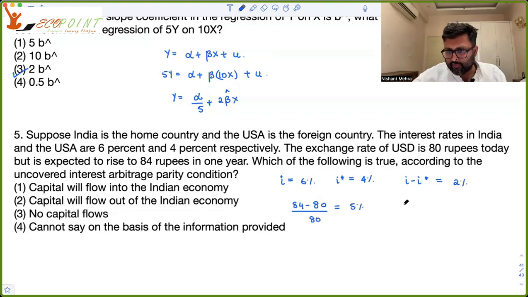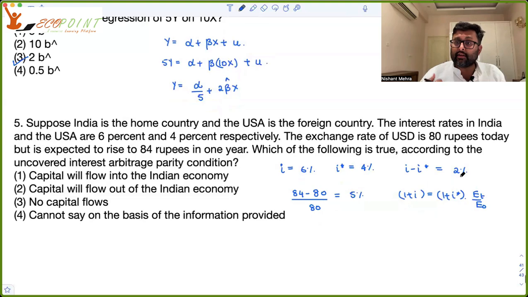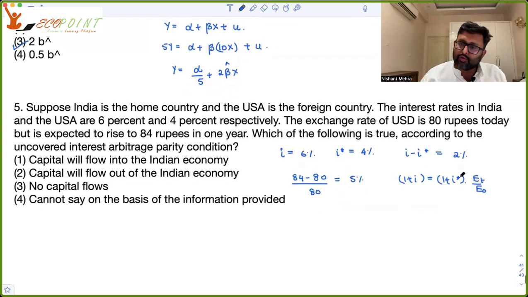What is the formula for uncovered interest parity? This is on E naught. E naught is your initial exchange rate. It is the exchange rate which you think it is going to be there. So the expected depreciation of INR is 5%, and the interest rate differential is only 2%, right? So you expect the currency to depreciate more than the interest rate differential. So what is going to happen? Capital is going to flow out from your country.